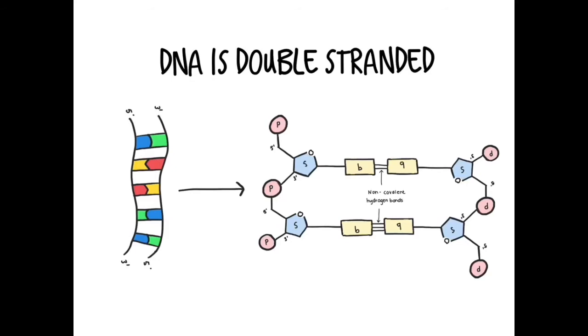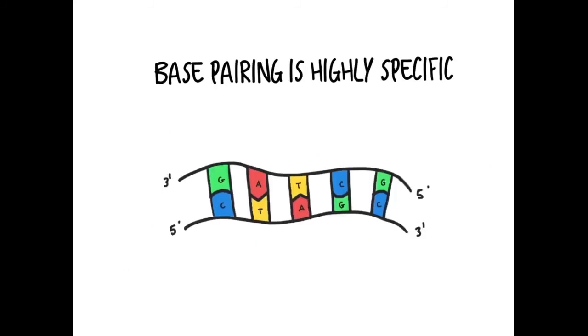As mentioned earlier, DNA is double-stranded. The two strands are connected with non-covalent hydrogen bonds by the joining of base pairs. Base pairing is highly specific. One purine and one pyrimidine fit perfectly together between the two strands. Everywhere there is a cytosine on one strand, we have a guanine on the other strand. And everywhere we have an adenine on one strand, we have a thymine on the other strand.